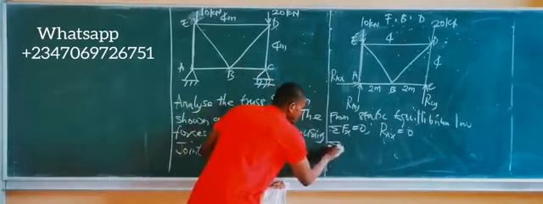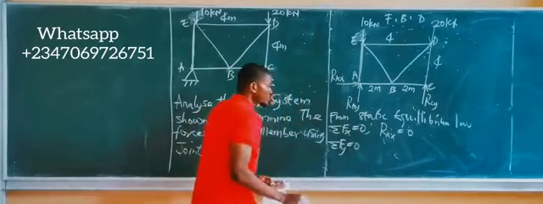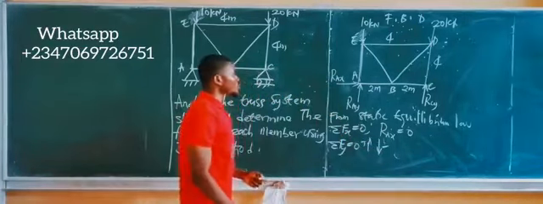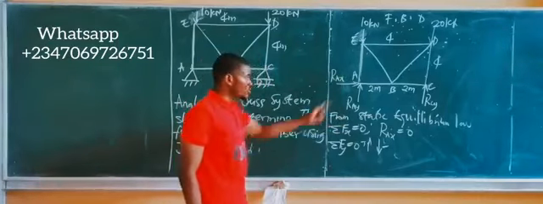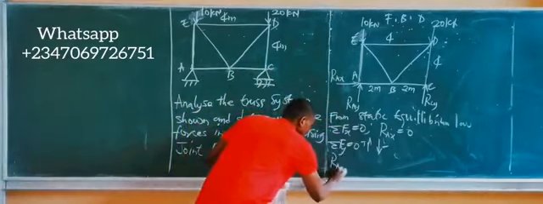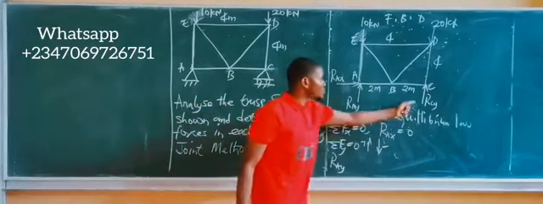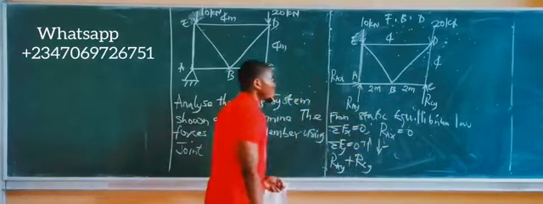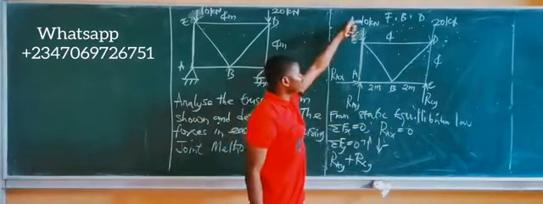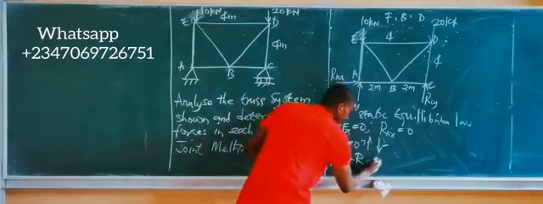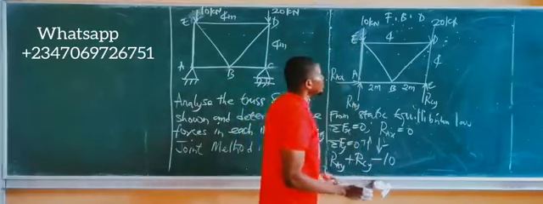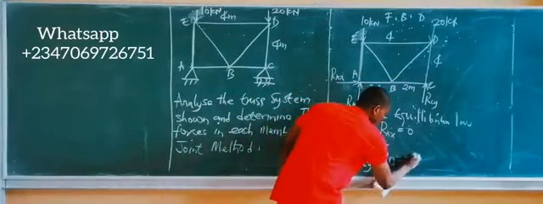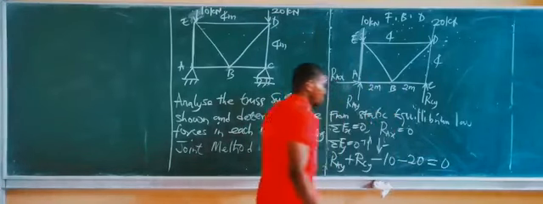Next, the summation of vertical forces equals 0. Let's consider vertically upward force as positive, vertically downward force as negative. So we have RAY pointing upwards, so it's positive. We also have RCY pointing upwards, so it's positive. We also have a 10 kilonewton force acting downwards, so it's negative, minus 10 kilonewtons. We also have a 20 kilonewton force acting downwards, so it's negative, minus 20, and this is equal to 0.